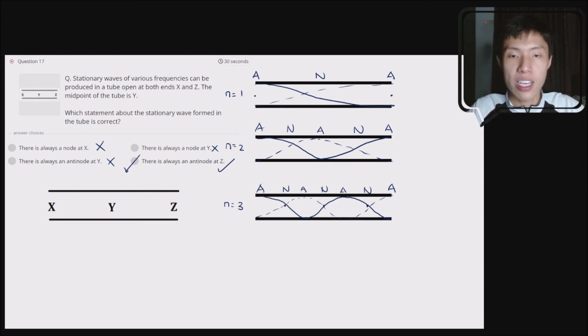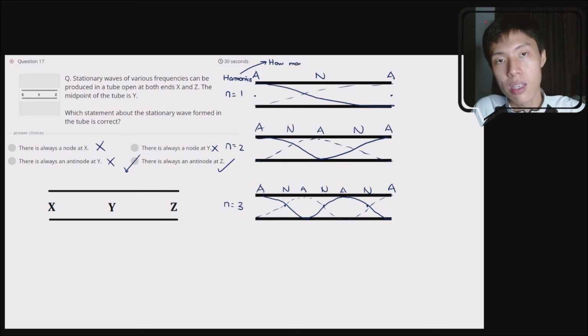How do I know it's n equals 1, n equals 2, n equals 3? Remember the n here is representing harmonics. So when we say harmonics, we say how many times the fundamental wave pattern repeats.